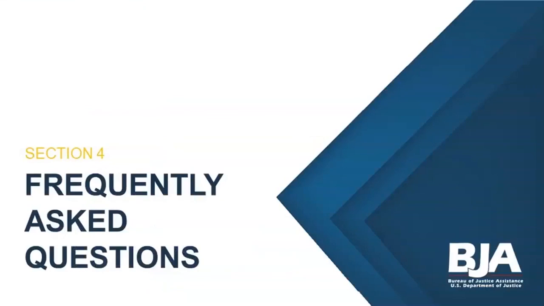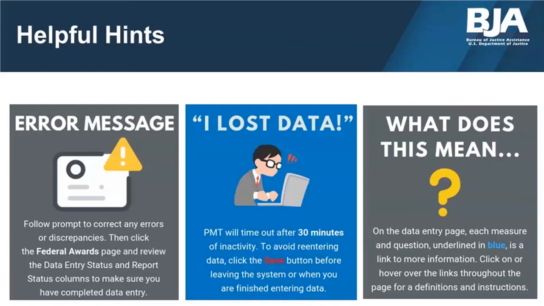Now we're just going to briefly discuss some frequently asked questions, and also just some helpful hints. So for error messages, follow the prompt to correct any errors or discrepancies. Then click the Federal Award page and review the data entry status and report status columns to make sure you have completed data entry. What if you lose data? The PMT will time out after 30 minutes of inactivity to avoid re-entering data. Click the Save button before leaving the system or when you are finished entering data.